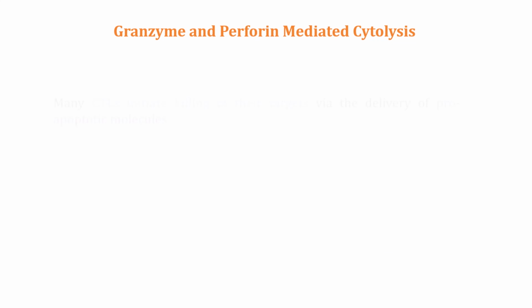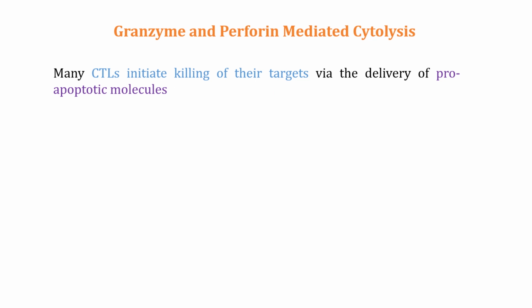So many CTLs initiate killing of their targets via the delivery of pro-apoptotic molecules. Not 100%, but many CTLs. Pro-apoptotic molecules are a type of substance or protein that promotes or induces the process of apoptosis, which is also called programmed cell death, initially for maintaining normal cellular functions, development and the elimination of damaged or unwanted cells. Pro-apoptotic molecules are always packed within granules.